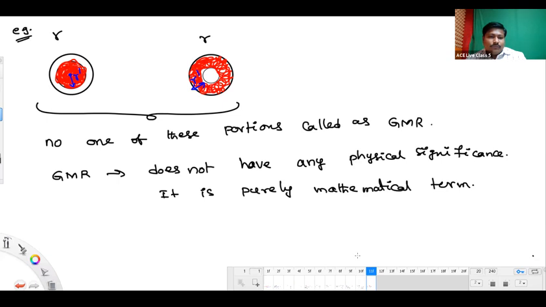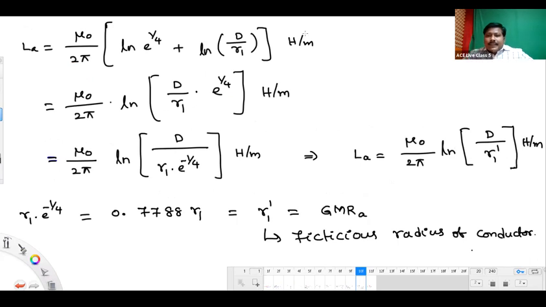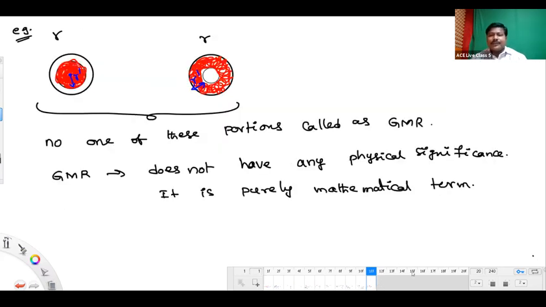Following all of you? Is it okay? Skin effect is a technical term. It has its physical significance. GMR won't have it. Sometimes, maybe in the examination, they will ask you one question in this way. Just listen.